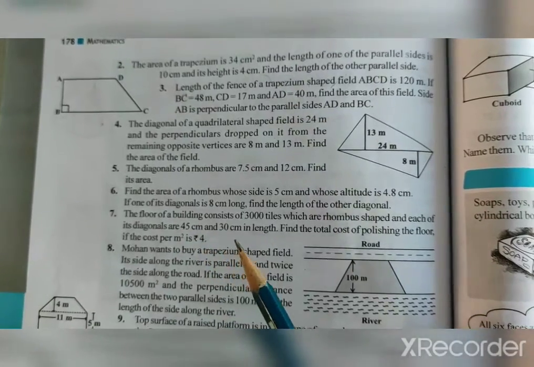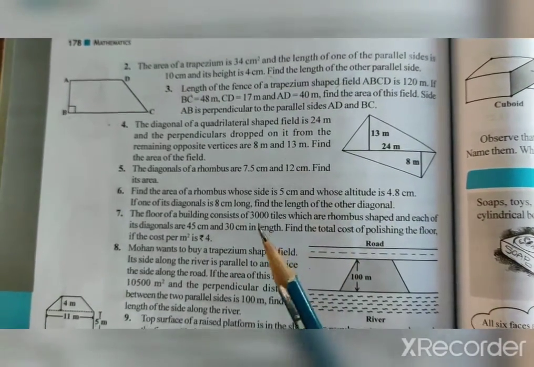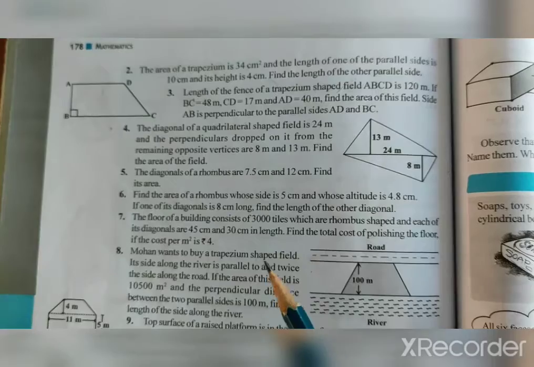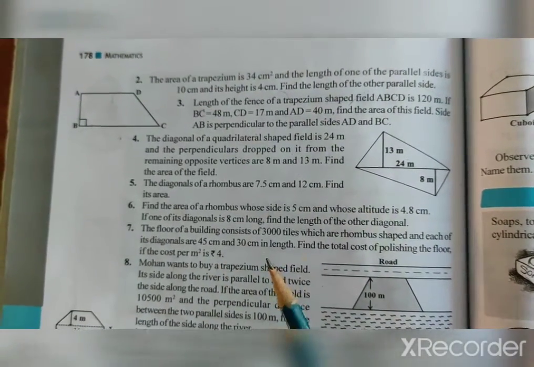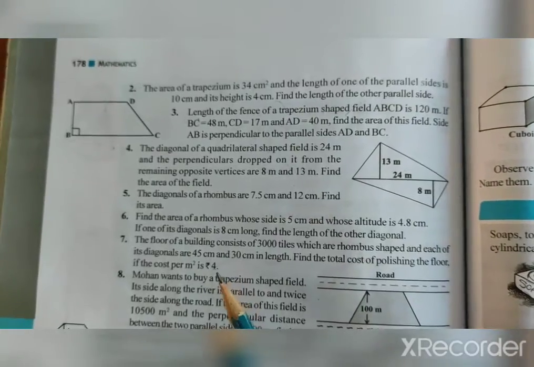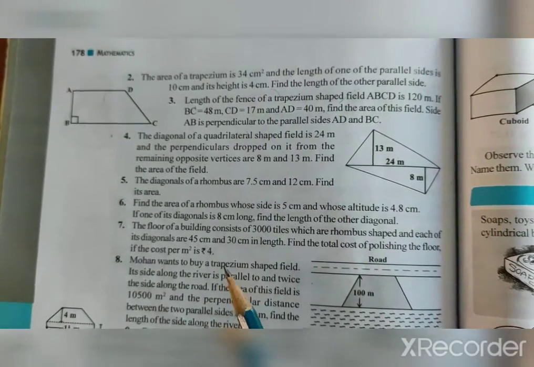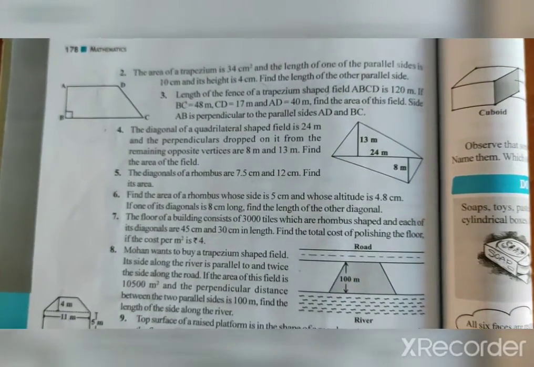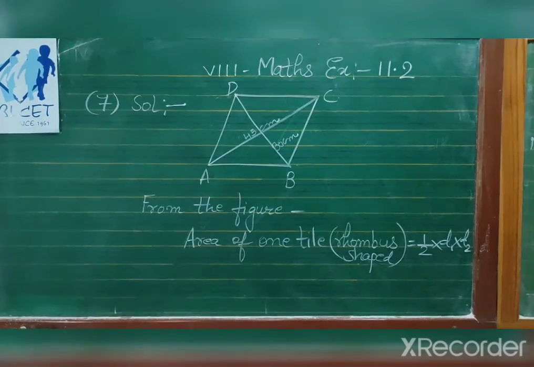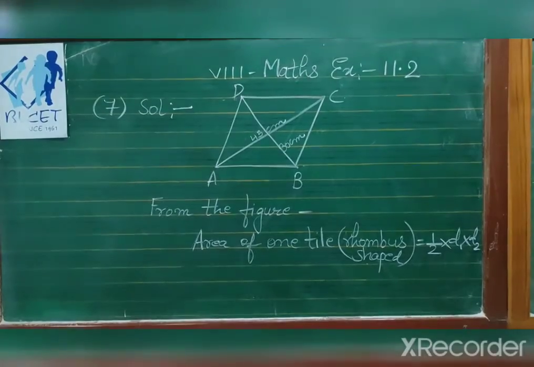So we will find the area of one tile, then we'll find the area of 3000 tiles, and then change into meter square because it is given in centimeter, and then multiply for one tile's cost and then for 3000, and we'll get the answer. Okay, let us start. Now from the figure you can see diagonals are given for one tile.